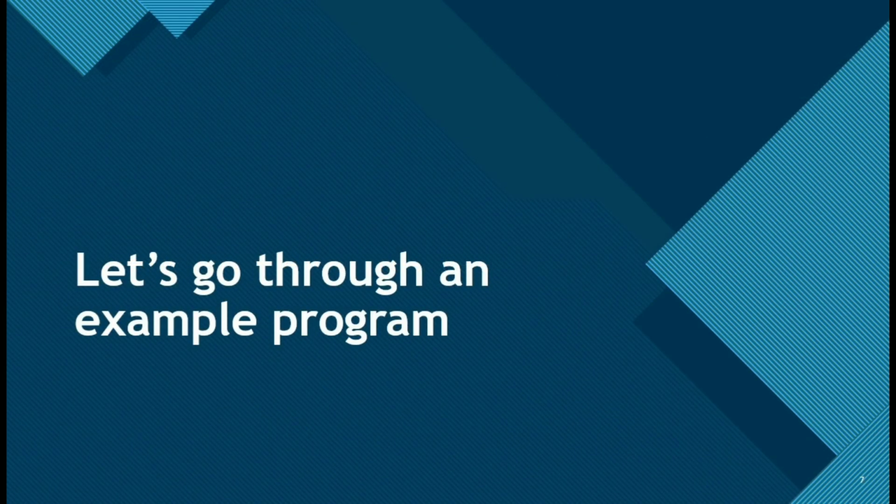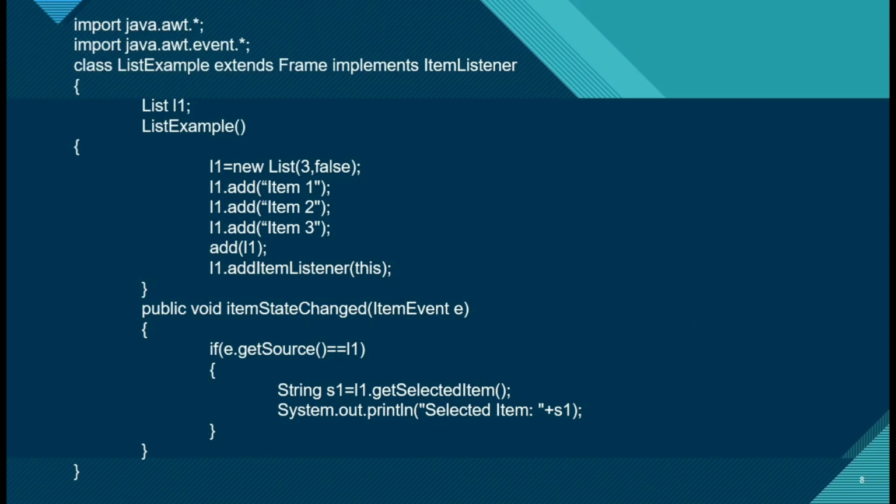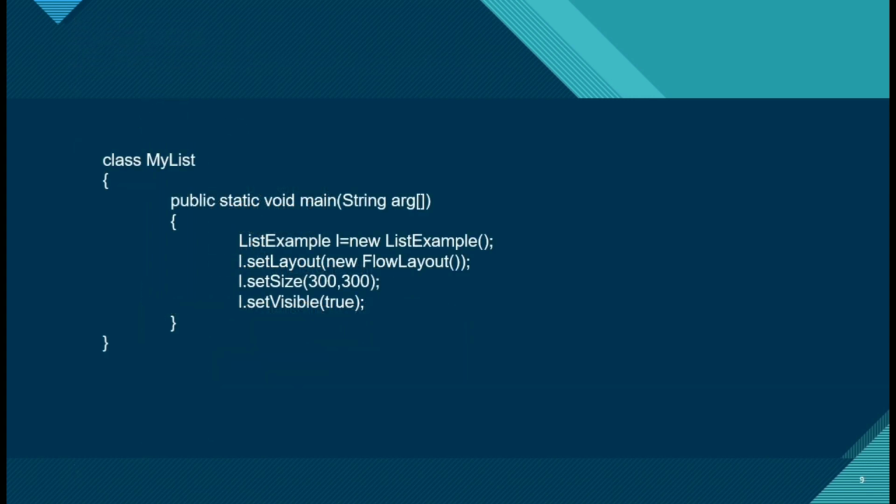So let's go through an example to get a clear understanding. In this example, we create a list component with 3 items and add it to a frame. We then register an item listener with the list using the addItemListener method. In the itemStateChanged method, we check if the event source is the list and then get the selected item using the getSelectedItem method. Finally, we print the selected item to the console.